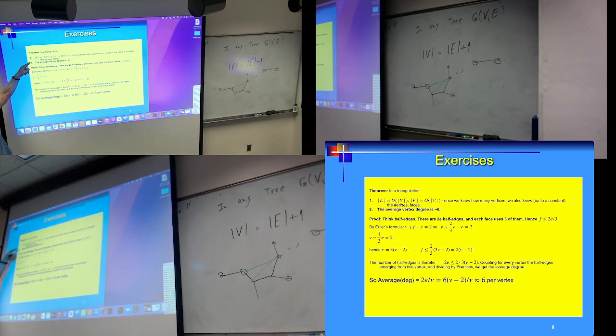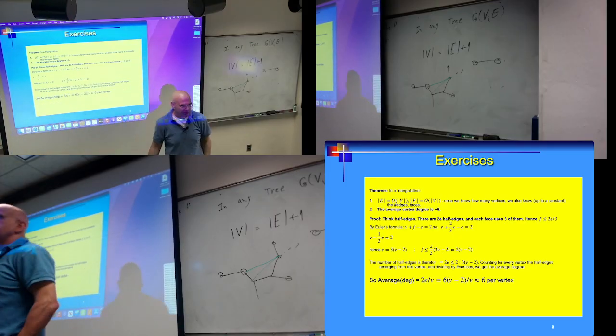essentially, if I know how many vertices a planar graph has, then the number of edges and the number of faces are all linear, or bounded by linear. If you're saying it has n vertices, then it has order n edges and order n faces. At most order n, maybe less.